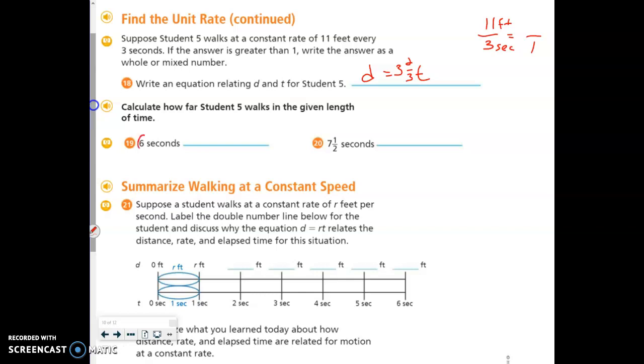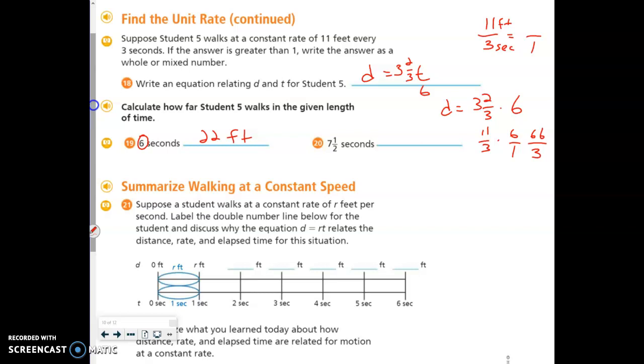So for 19, I simply need to take 6 and plug it in for t. So this one is going to become d will equal 3 2/3 times 6. All right, same situation here. I'm going to convert this back now to my 11/3 times 6 over 1. That's going to get me to 66 over 3. Now, lucky enough for us, that goes in nice and evenly. 66 divided by 3 gets us to 22 feet. So after 6 seconds, student 5 will have traveled 22 feet based on that equation, okay, based on that unit rate.